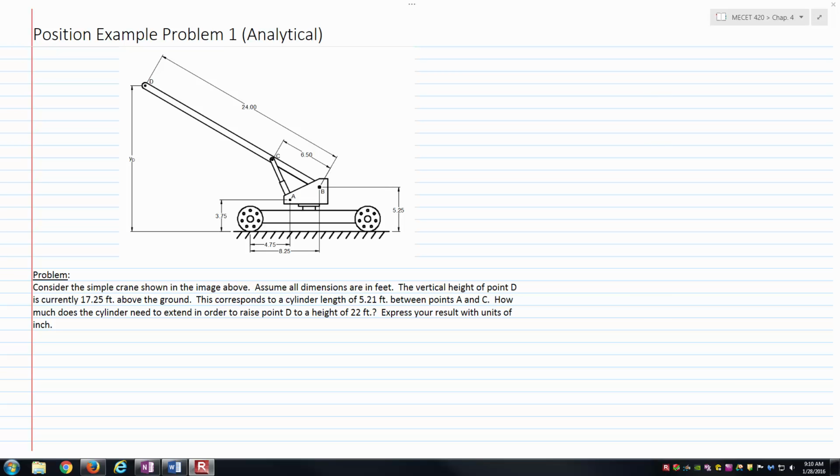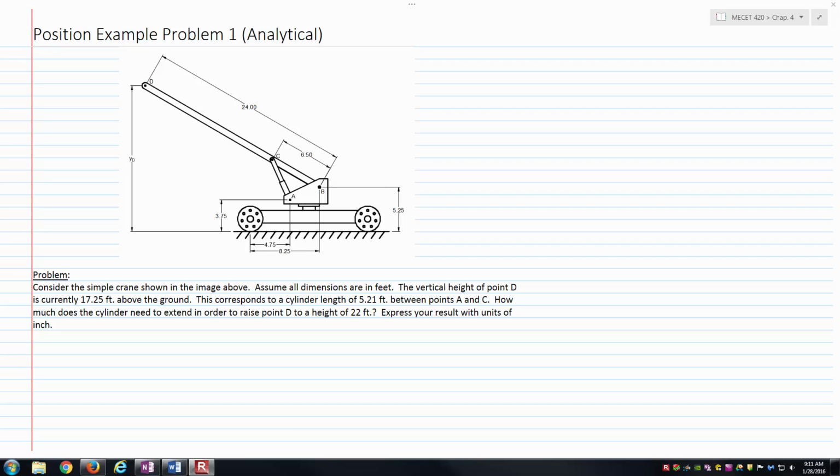I'm going to make this video working through a position or displacement based problem using analytical methods. And in further videos we'll also look at it using graphical methods to solve the same problem. Our problem focuses around a very simple crane machine that you see a schematic drawn there in the top portion of your screen.